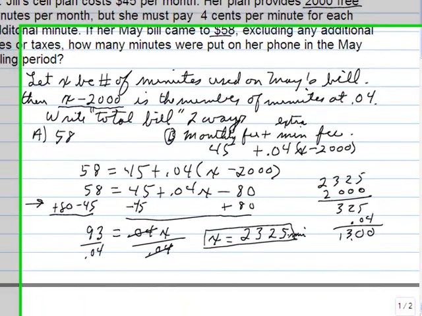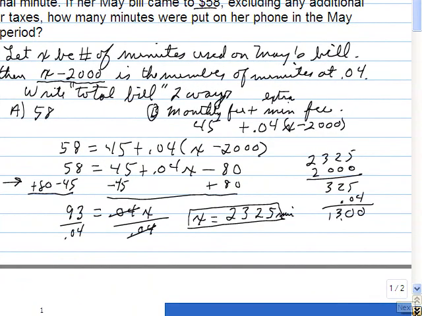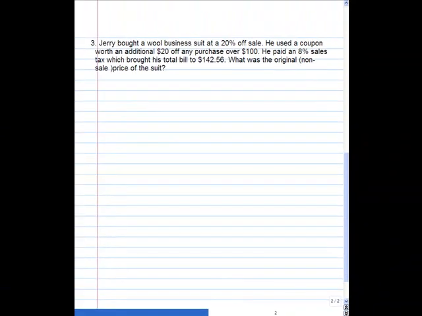Okay, let's go to one last problem. And this problem is a bit more complicated than the first two because a lot of stuff is going on. It says Jerry bought a wool business suit at a 20% off sale. He used a coupon worth an additional $20 off any purchase over $100. He paid 8% sales tax, which brought his total bill to $142.56. What was the original non-sale price of the suit?